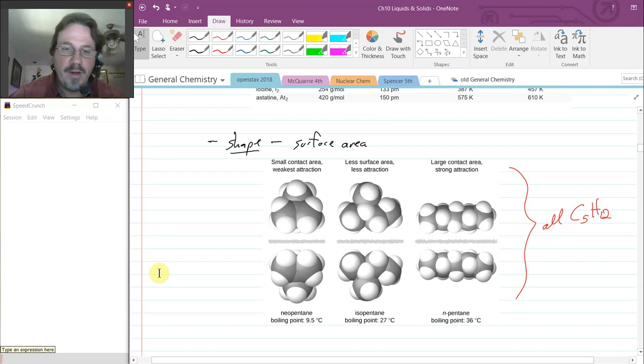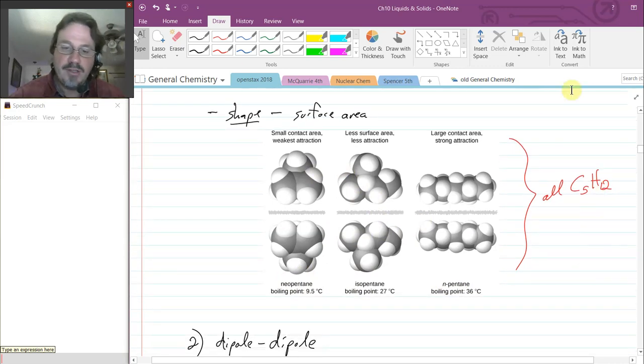So, case in point, here are three molecules. They are all C5H12. The first one's called neopentane. These are organic molecules, okay? Neopentane, the next one isopentane, the third one n-pentane. They're all C5H12, it's just they're connected differently.